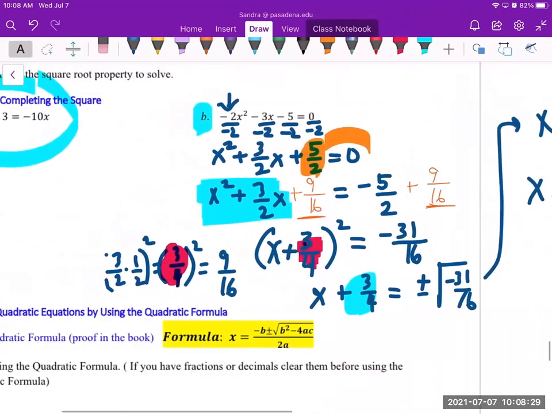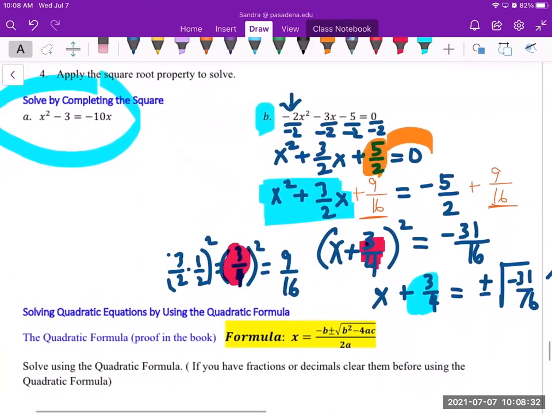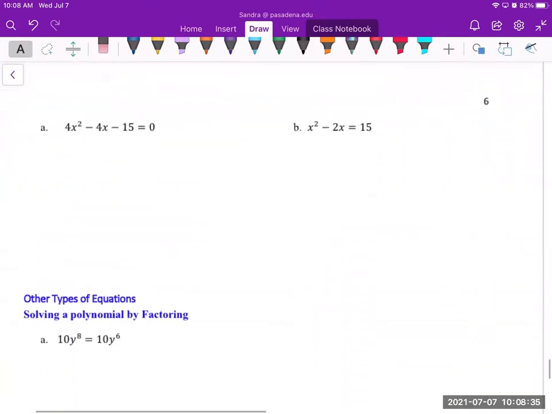Okay, let me go ahead and move on to one example of the quadratic formula, and then I will end the video right here.